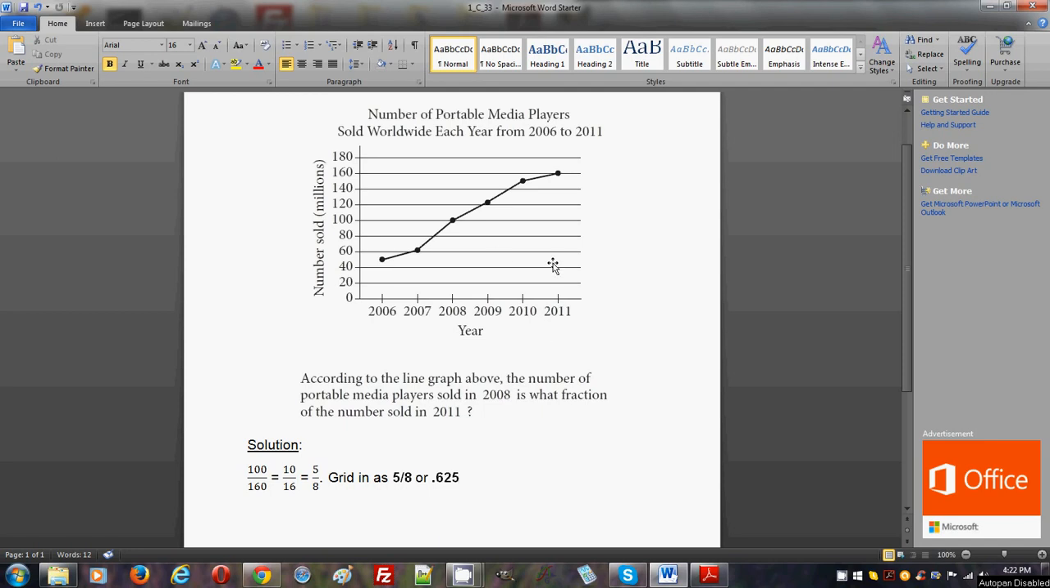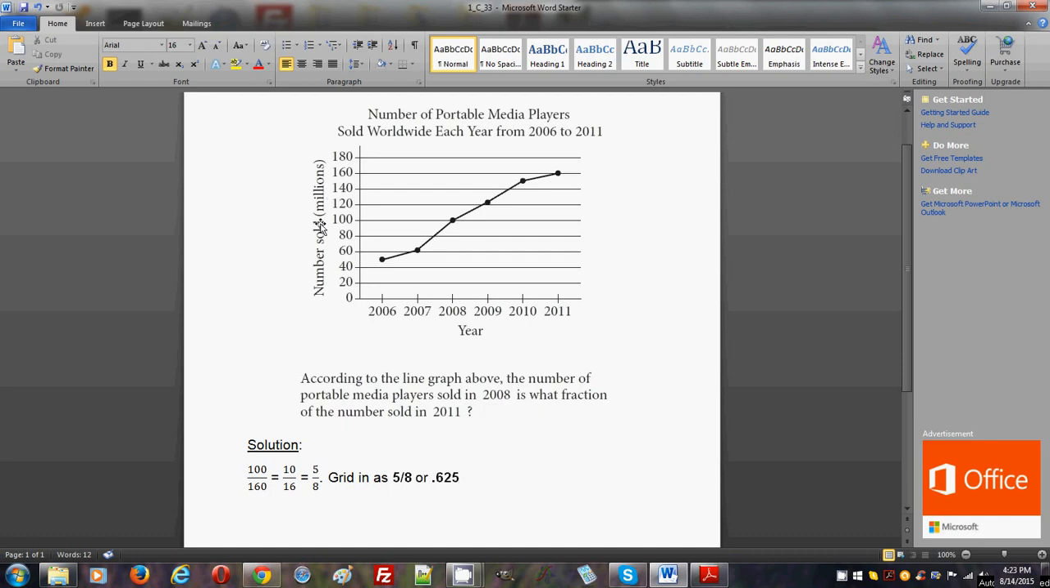It gives you the graph in 2 dimensions, and this graph shows the number of portable media players sold worldwide each year from 2006 to 2011. Alright? So the number of portable media players sold in millions, which is the vertical axis, is a function of the number of years, which is the horizontal axis. The horizontal axis is represented by the years, and the vertical axis is represented by the number of portable media players sold worldwide each year from 2006 to 2011, shown in millions.